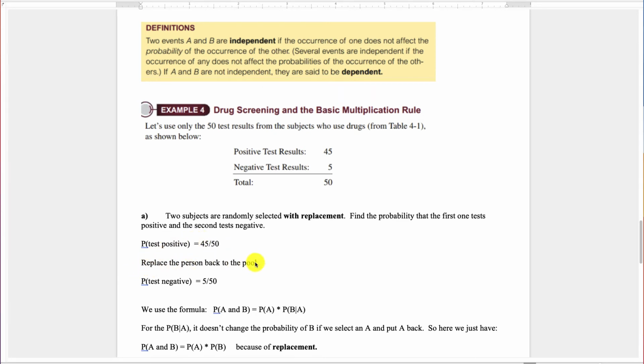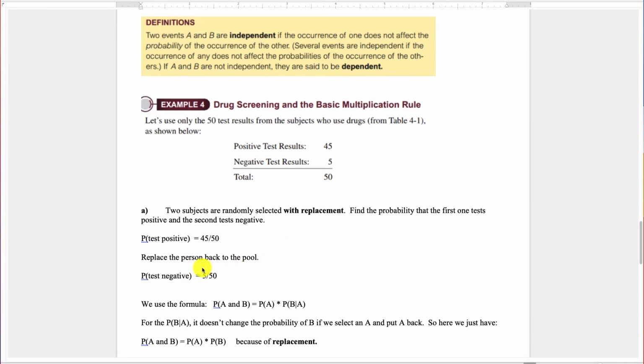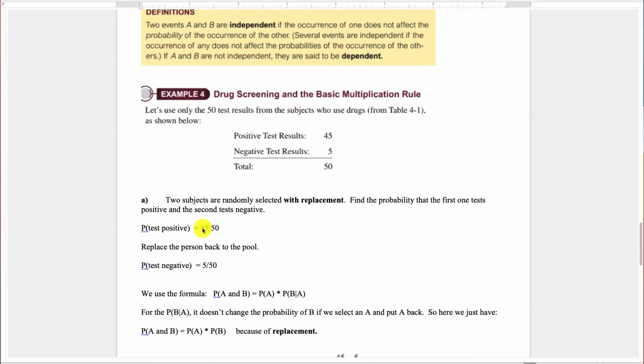Now we put it back into the pool. Put the card back. Probability that they test negative: 5 out of 50. So these are independent events. They aren't affecting each other. That was 45 out of 50 and 5 out of 50 because we put them back.